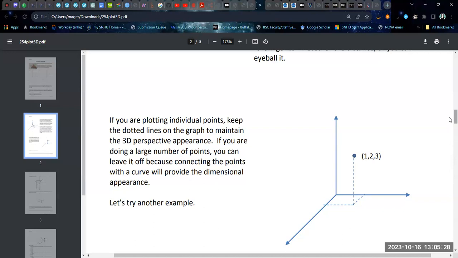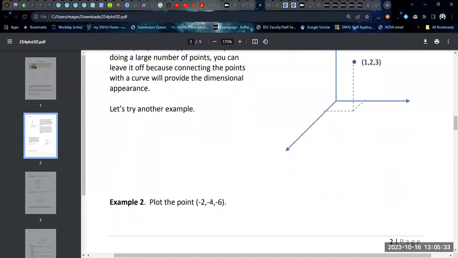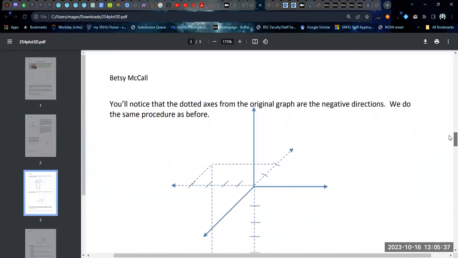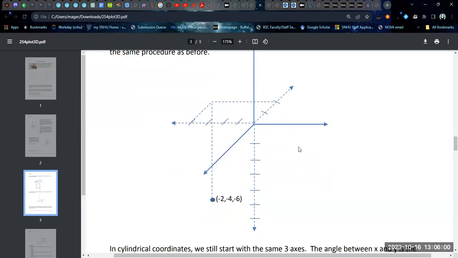So let's try another example, and let's include some negative values in here. Now, if we're plotting the point -2, -4, -6, we're basically going to be plotting behind the octant we were just plotting in. So we were originally plotting here in this first octant with positive z. So in this top 1/8 of the graph. But now we're moving everything into the background. So the grid lines are basically going to work the same way.